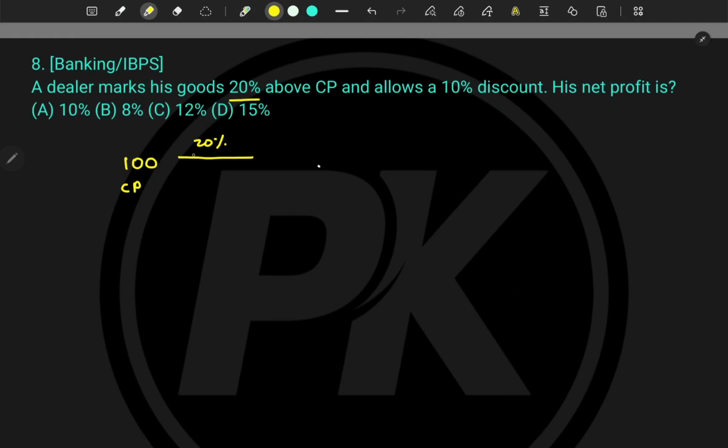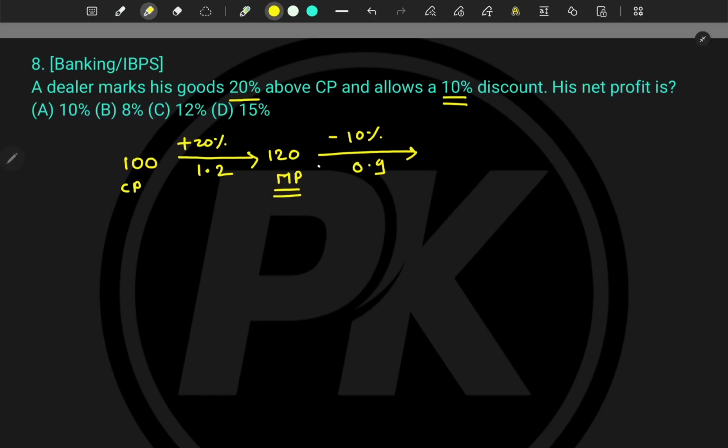That means this is plus 20%, right? So what I will do, I have to multiply it by 1.2. We have seen this in the percentage topic. So 120 is the marked price, right? Now on the marked price, he is allowing 10 percent discount. So 10 percent discount means minus 10 percent. That means 100 minus 10 is 90.